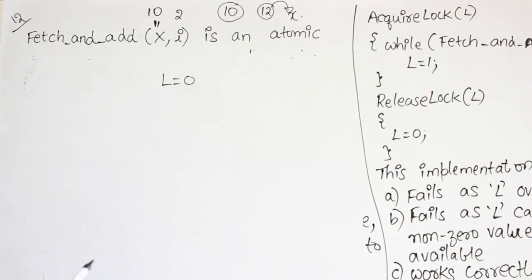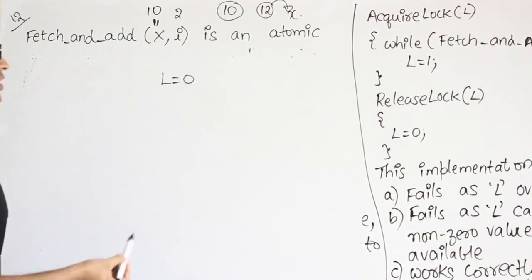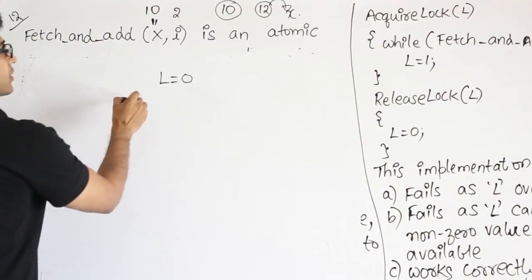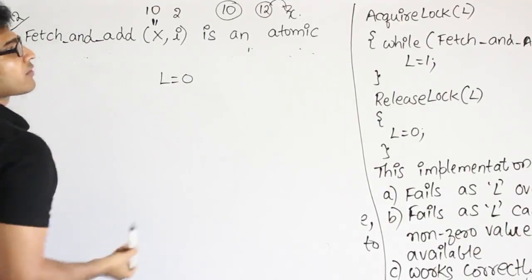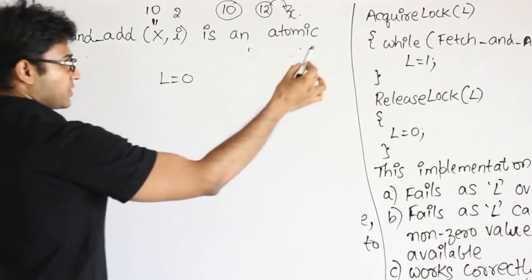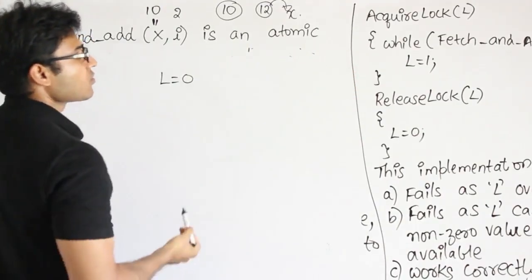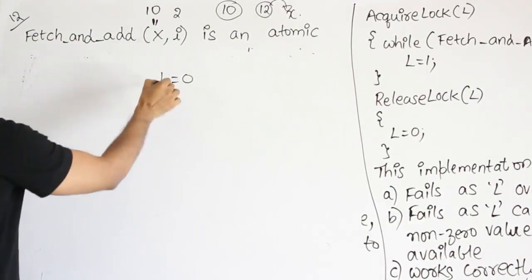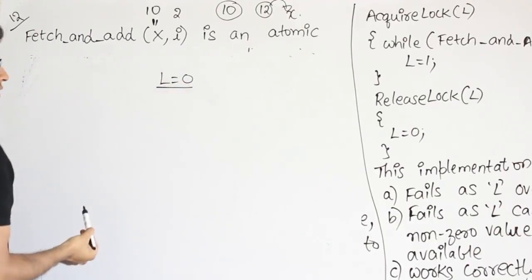And anyone who wants to go into the critical section should acquire the lock. So before entering the critical section, someone will call acquire lock. Now how is that working? While fetch and add L comma 1. So what does it mean? So we are going to read the value of L.